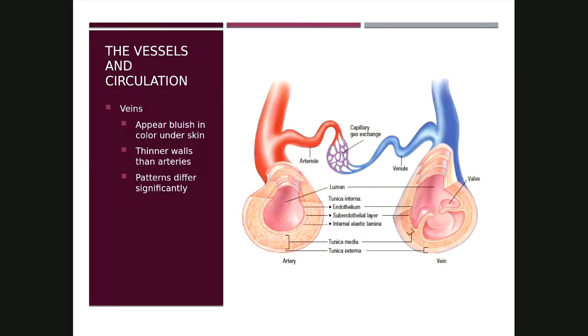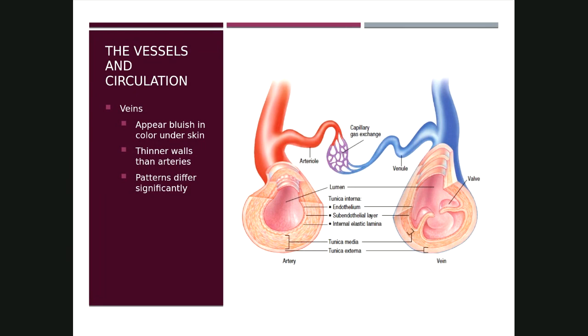Veins appear bluish in color under the skin. They have thinner walls than arteries, and the patterns differ significantly, as shown here. So I'm going to blow up this image here. In arteries, the tunica media, which is like the inner muscle layer, is much thicker because of the amount of pressure. It is smaller in a vein.